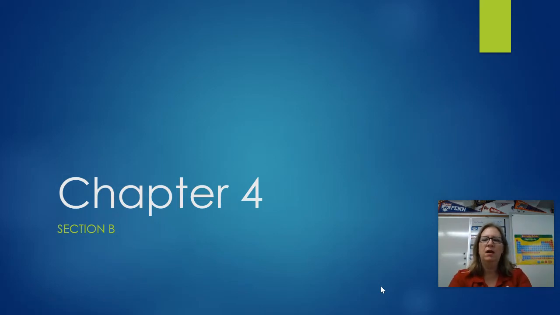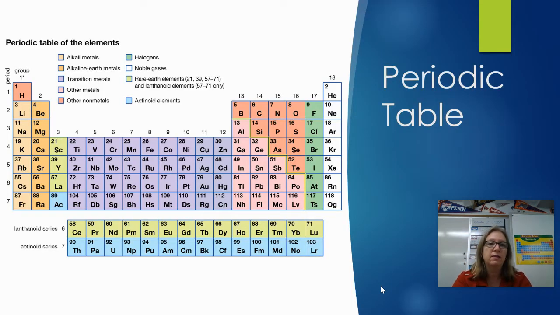Hey guys, welcome back. We're going to cover section B today in chapter 4. So we're going to continue talking about the periodic table, and just kind of how to find the patterns in it. This is a periodic table, and this is actually a pretty basic one. There's not a lot of information on the actual squares, but we can see how the groups.